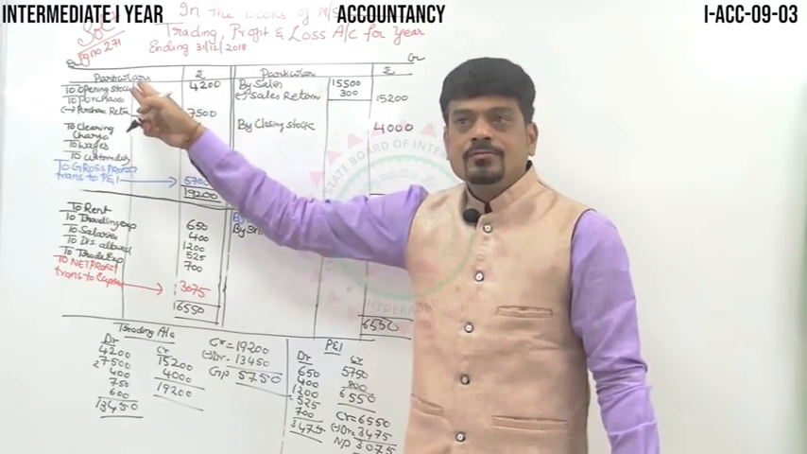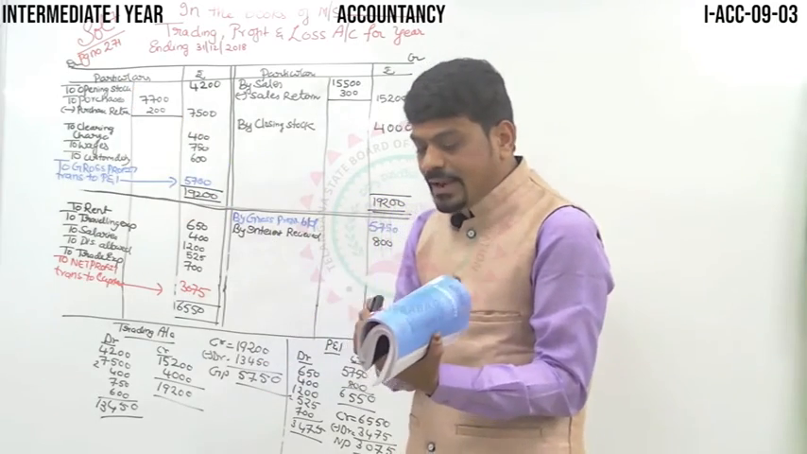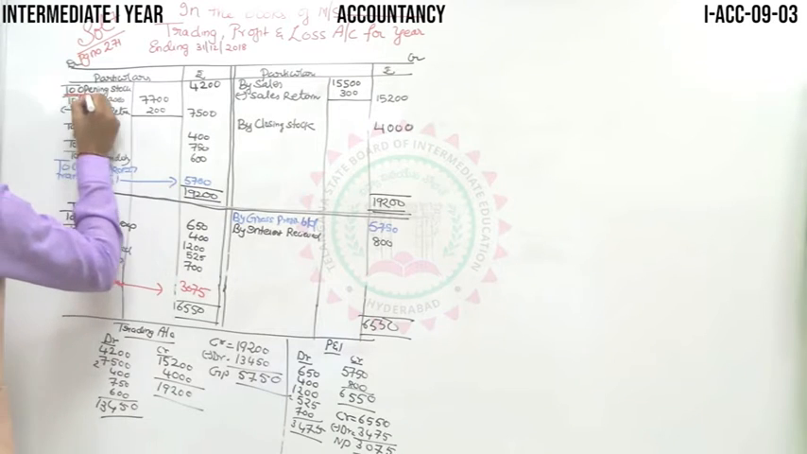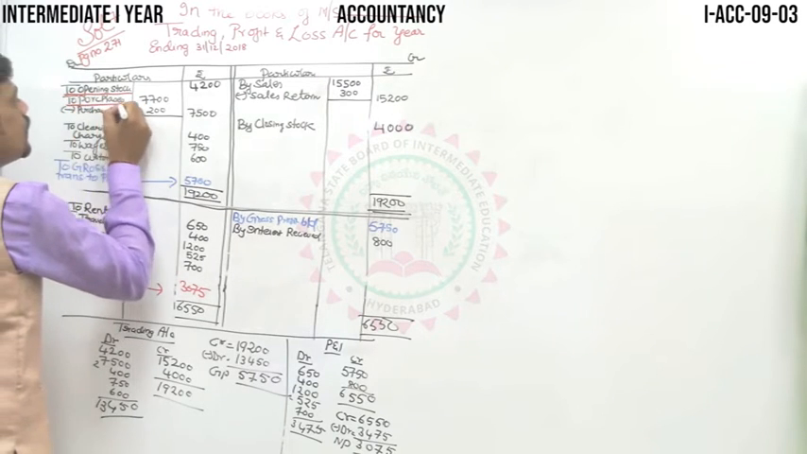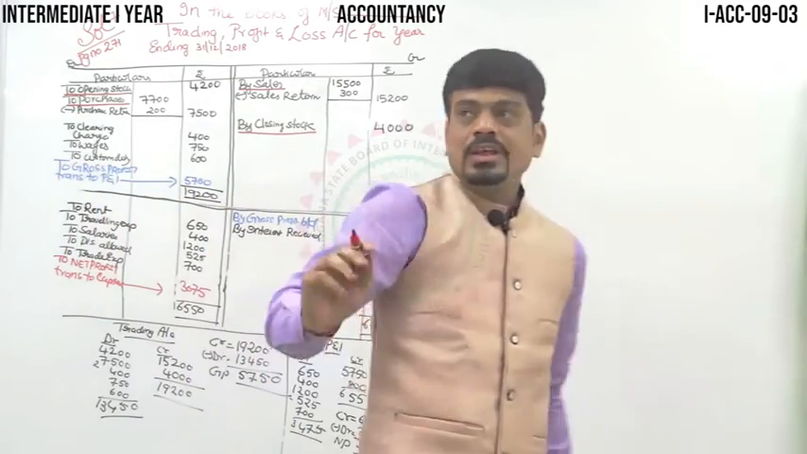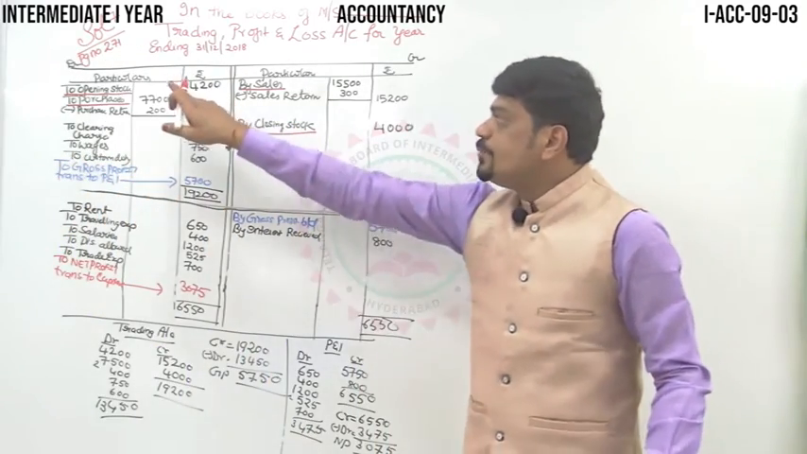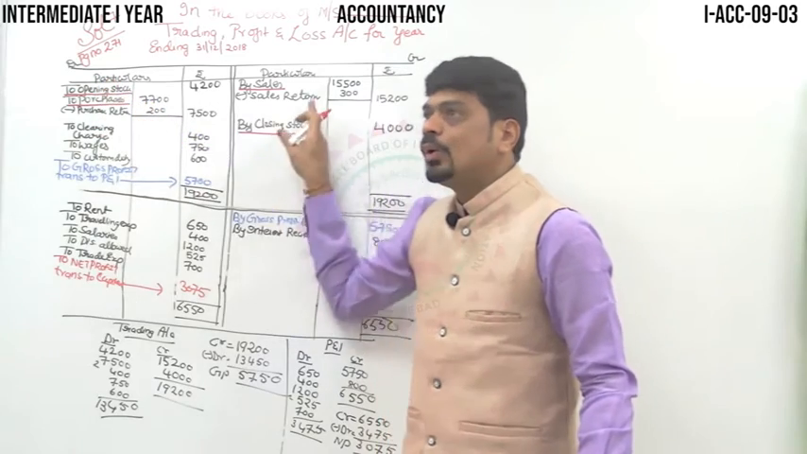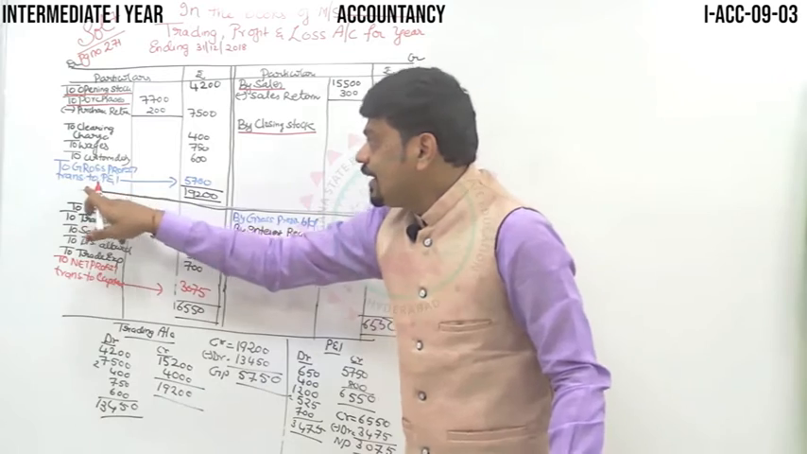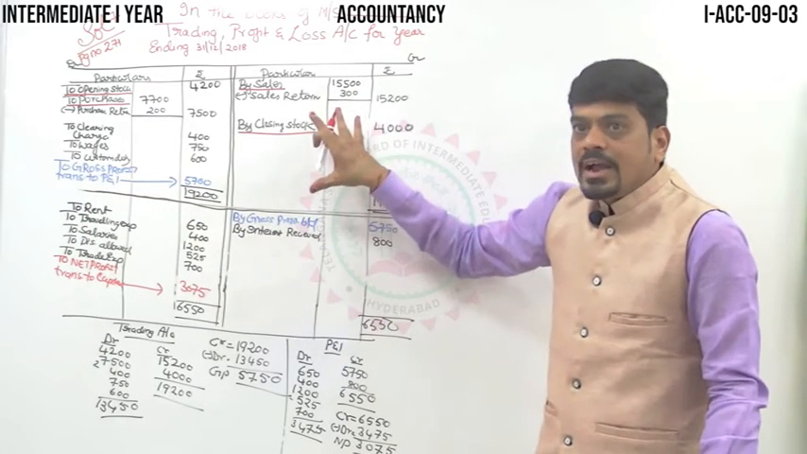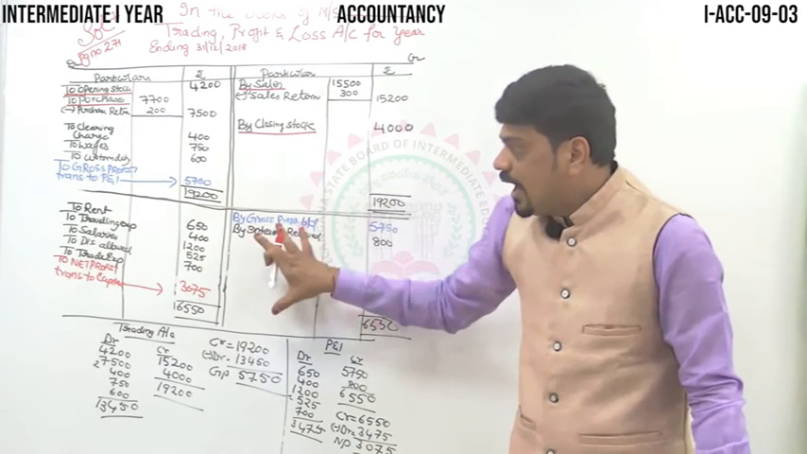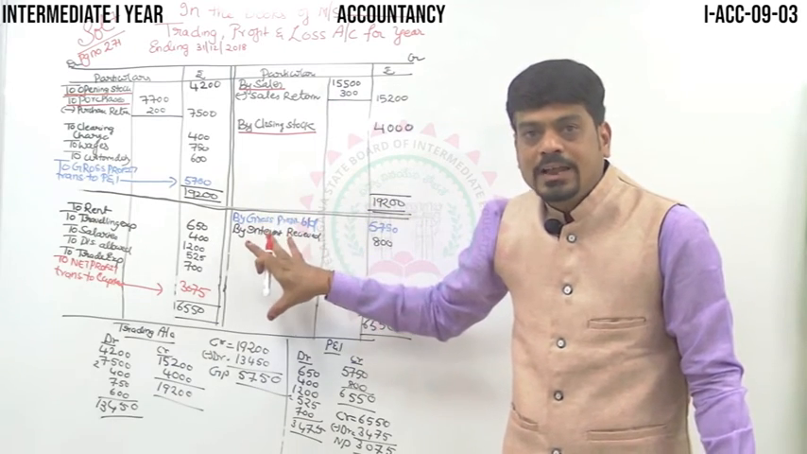Then 4 items, keep in mind, I am highlighting those items for you with red pen. So first, opening stock, purchase, sales, closing stock. These 4 items will be posted in this position only. And once the structure is ready, divide into 2 parts. Trading account can be half page, imagine. Remaining half page will be used for profit and loss account.